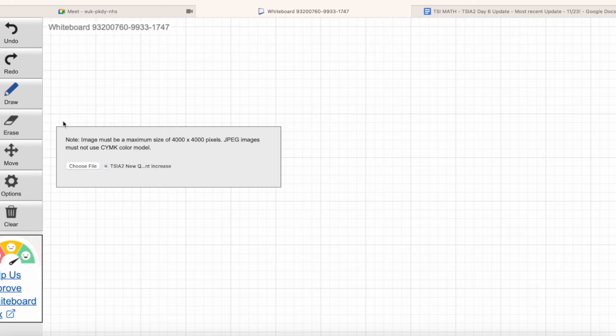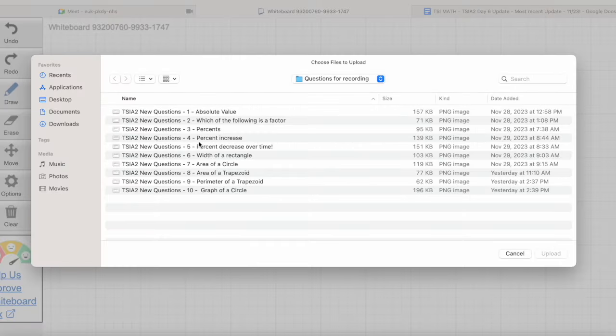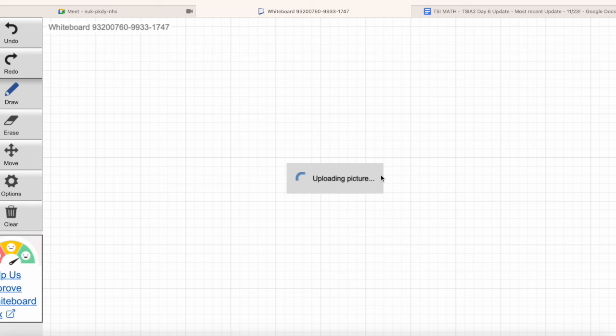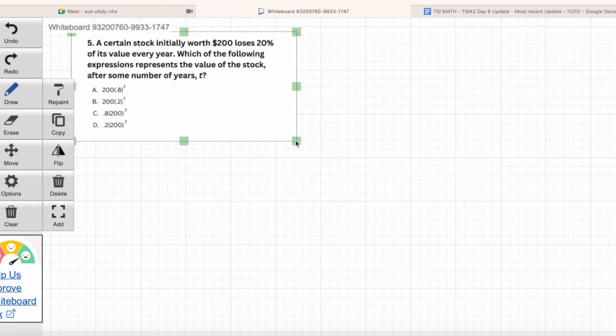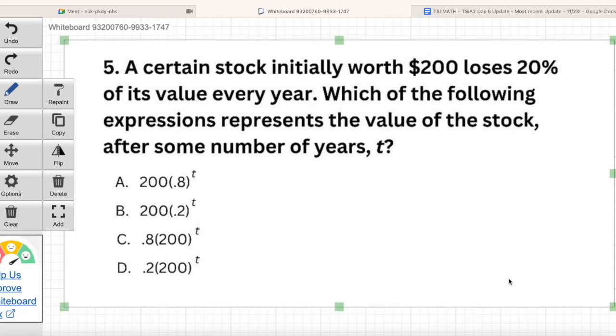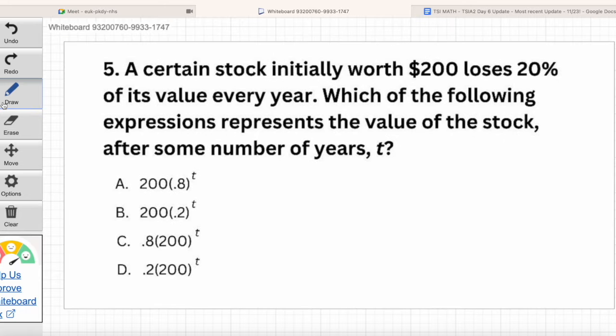This one gets a little bit trickier here. This is a percent decrease over time question. Have you seen any of these on practice tests or on the TSI? Yeah, they like these, right? But once you have the foundation of the concepts that we worked on in the early questions, this is going to make perfect sense. Go ahead and read number five for us, please.